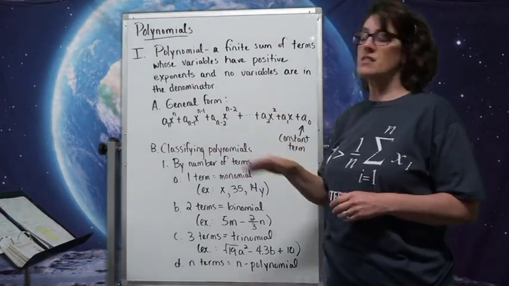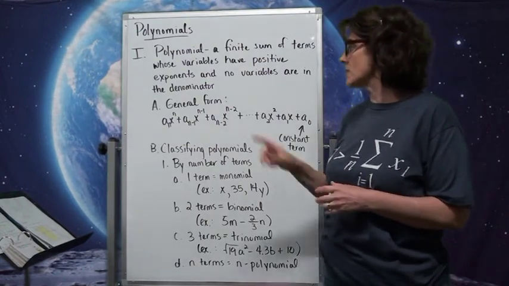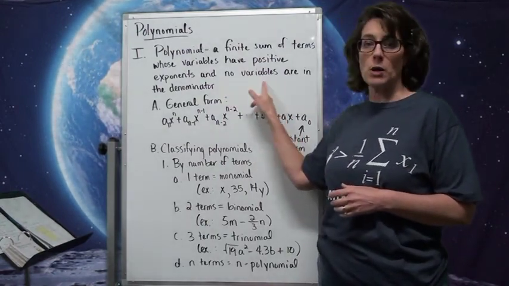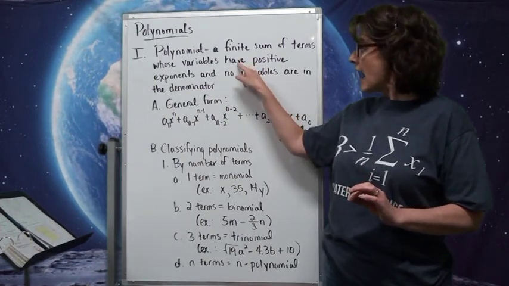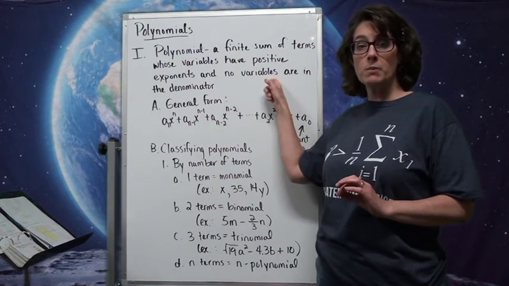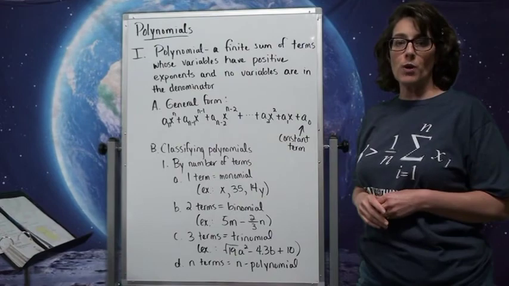Now that part of this is not going to make a lot of sense until we get later talking about the laws of exponents, and then this idea of no variables in the denominator will make complete sense. Because basically having positive exponents and no variables in the denominator pretty much means the same thing. So there's your definition of what a polynomial is.